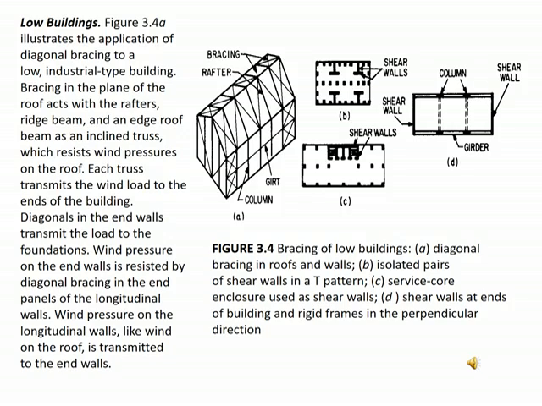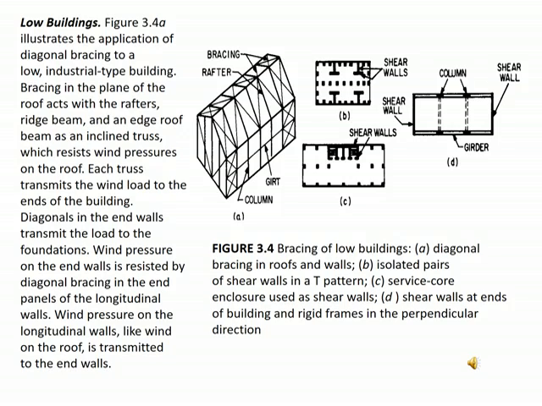So therefore, when the wind hits the building, the wind load needs to be transmitted across the diagonals in the end walls to transmit the load to the foundation. So after this, the wind load passes through the diagonals in the end wall and transmits the load to the foundation. Wind pressure on the end wall is resisted by the diagonal bracing. So by utilizing the diagonal bracing, wind pressure at the ends can be resisted.